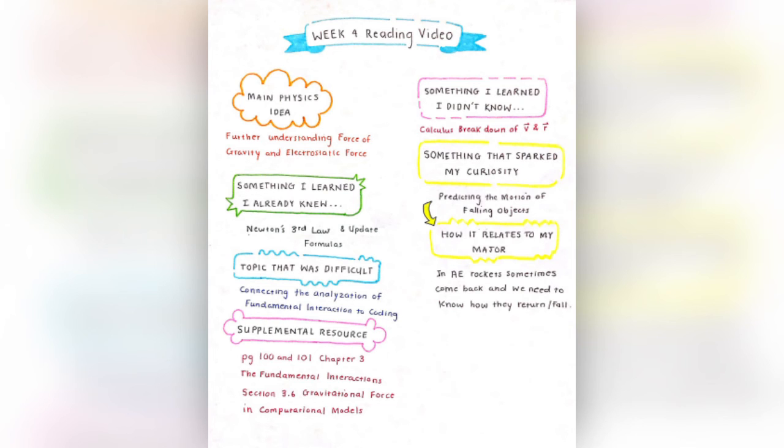A supplemental resource that was really suited for my need of further explanation of this difficult topic was easily found in the textbook. The specific place was under Chapter 3, The Fundamental Interactions, Section 3.6, Gravitational Force and Computational Models. In this section of the textbook, there is an example of code written out, and the chapter also includes details of the gravitational force by itself.